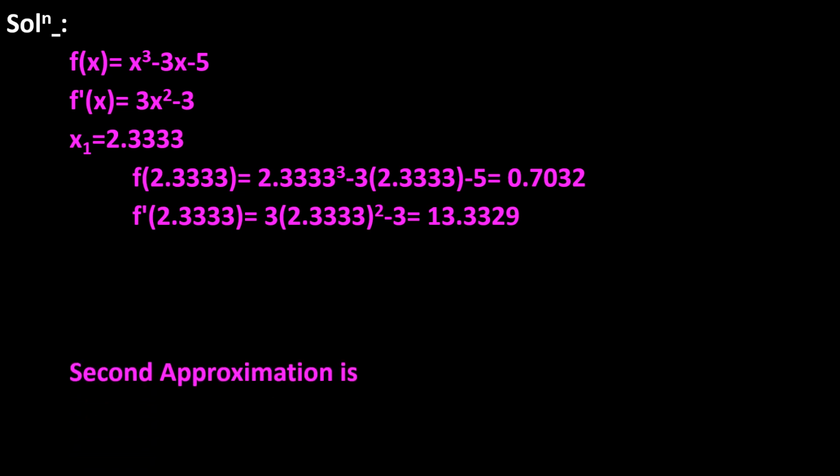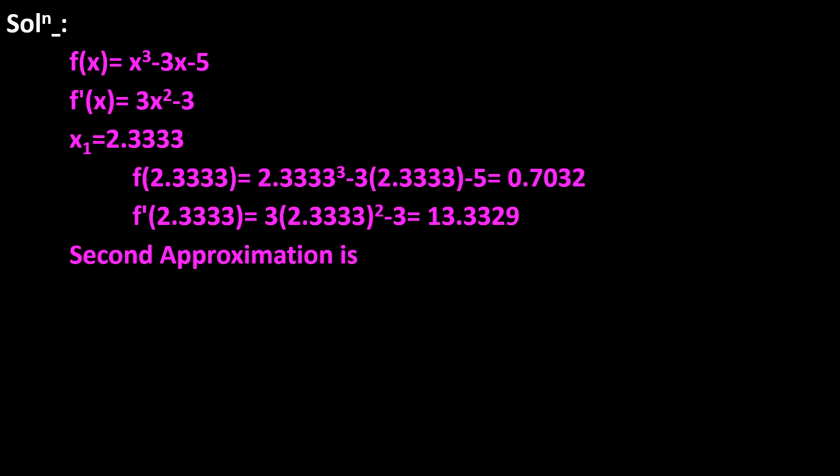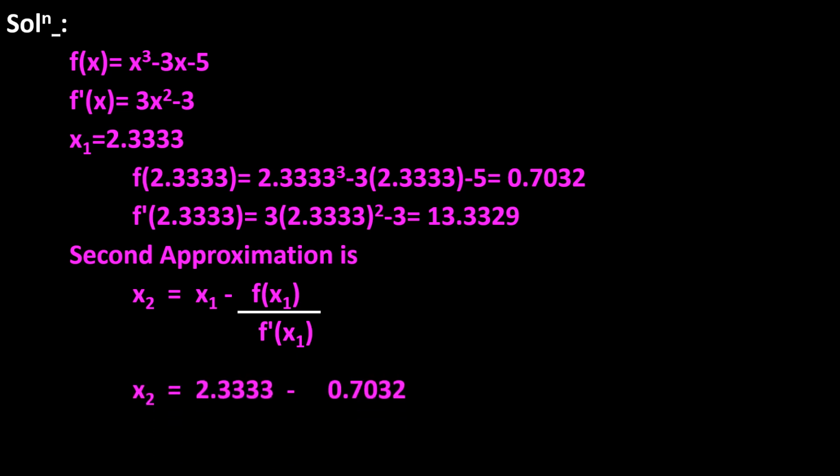Then the second approximation. The formula is x_{n+1} = x_n − f(x_n) / f'(x_n). Since it is a second approximation, we write x2 = x1 − f(x1) / f'(x1). Here we have found the value of f(x1) and f'(x1), and we know the value of x1. Substitute those values.